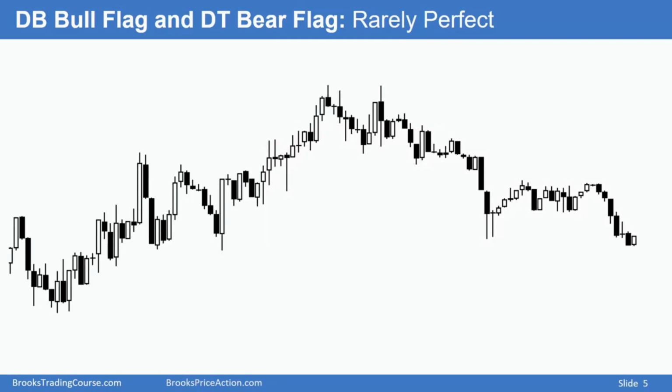Double tops, double bottoms, they're rarely perfect. So we have a double bottom bull flag and a weak bull trend. Second low is slightly below that low, but it's still a double bottom bull flag. This is a double bottom bull flag as well. You could buy above that bar.